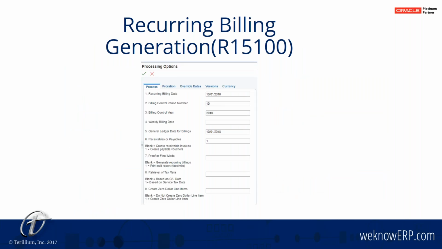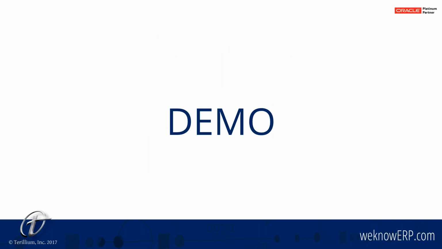Then we have our recurring billing generation, and this is done through the R15100. And we can see here that we have some additional processing options, once again, to give us some flexibility on how we want these to be created. And this can be done by using different billing dates, billing years, period numbers. So this just gives us some further flexibility there as well.